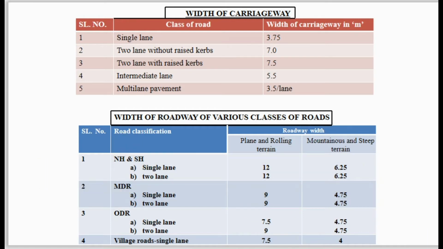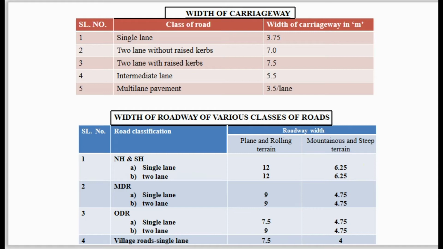Now next is the width of the roadway for the various classes of roads. For a national highway and a state highway, the road width for plain and rolling terrain and mountainous and steep terrain are as follows. If it is a single lane, then the width for plain and rolling terrain should be 12 meters. If it is mountainous and steep terrain, it should be 6.25 meters. For a two-lane road, again 12 meters and 6.25 meters respectively.